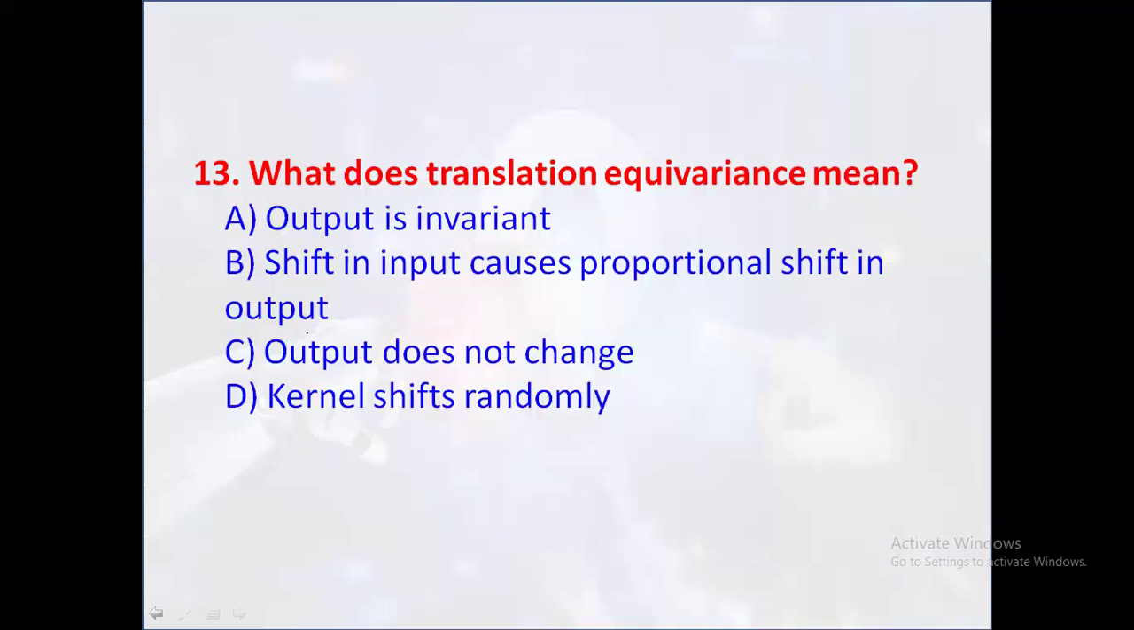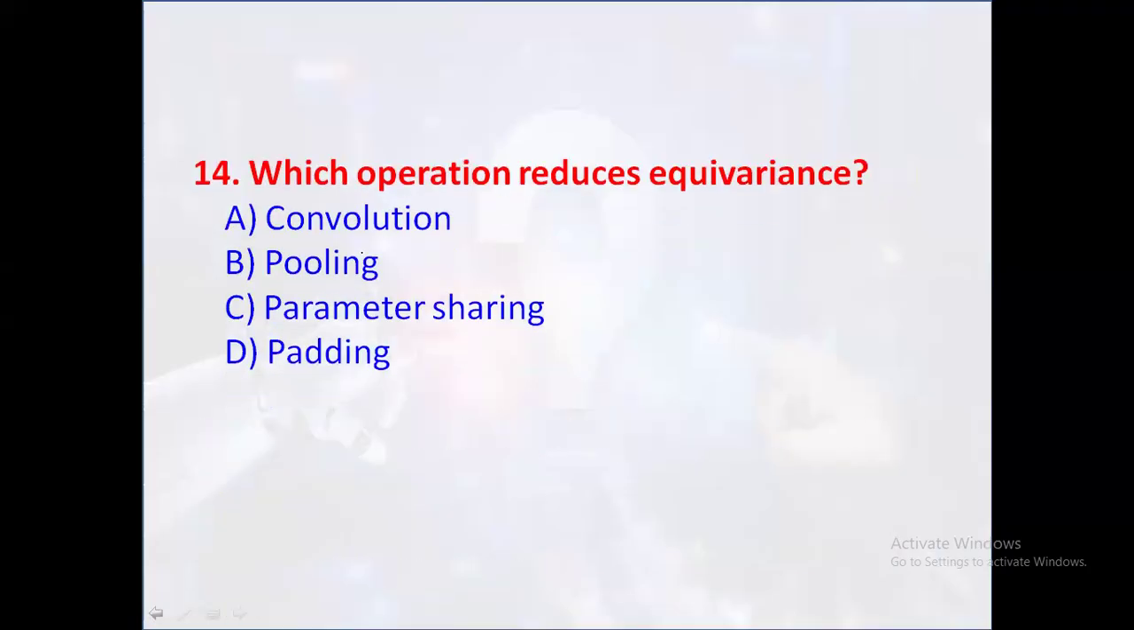Next question is, what does translation equivariance mean? Output is invariant, a shift in input causes a proportional shift in output, output does not change, or kernel shifts randomly. The answer is B. A shift in input causes a proportional shift in output. The next question is, which operation reduces equivariance? Convolution, pooling, parameter sharing, or padding? The answer is that equivariance is reduced by the pooling operation.